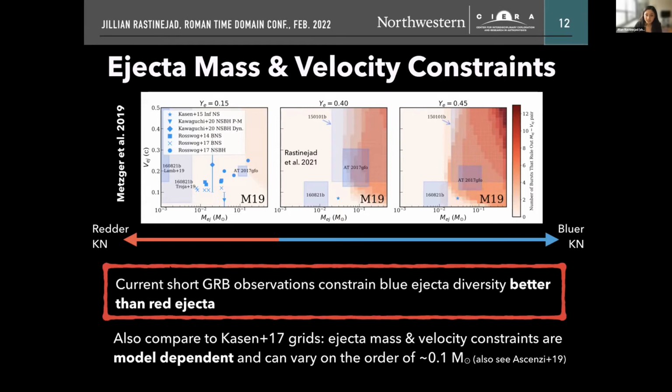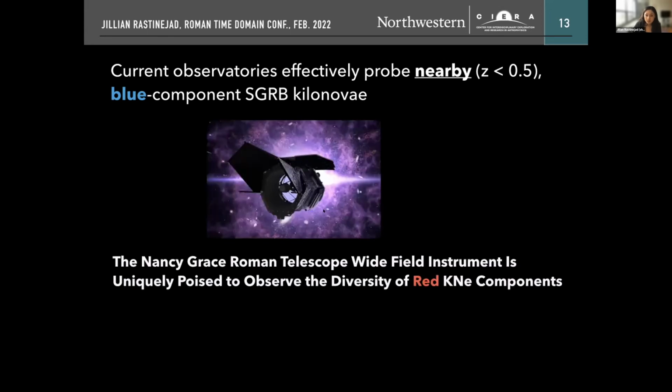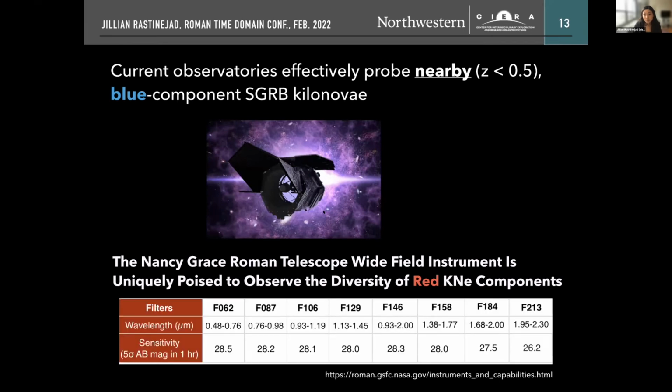Now I think this point really leads into why we're here, which is to discuss the Roman Space Telescope. I think it's fair to say that current observatories effectively probe nearby blue component short GRB kilonovae. That leaves the Nancy Grace Roman Space Telescope to uniquely probe the diversity of red kilonova components. In short GRB kilonova follow-up, we really don't need to make use of the wide field of view, but what's really important to us is getting these depths in the near infrared. I'll explain why in a second. We really can't do that with current observatories.